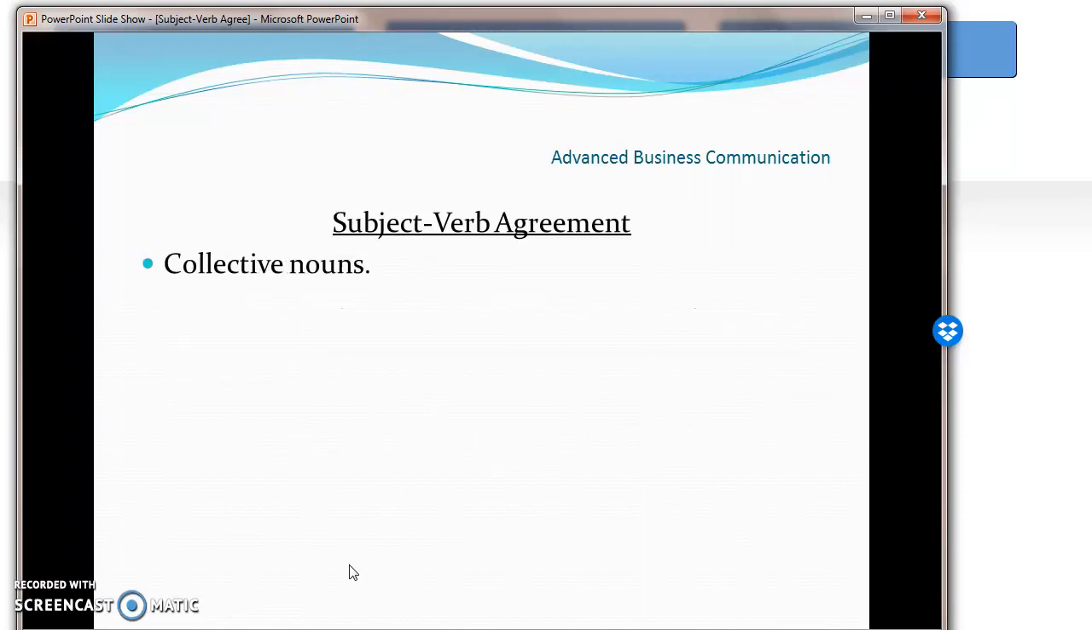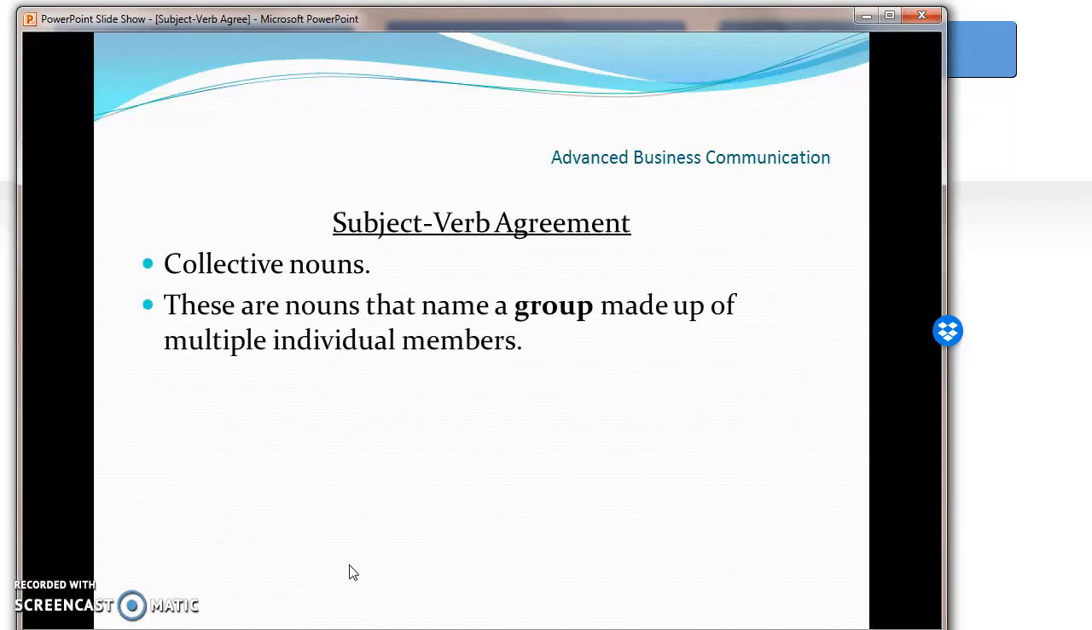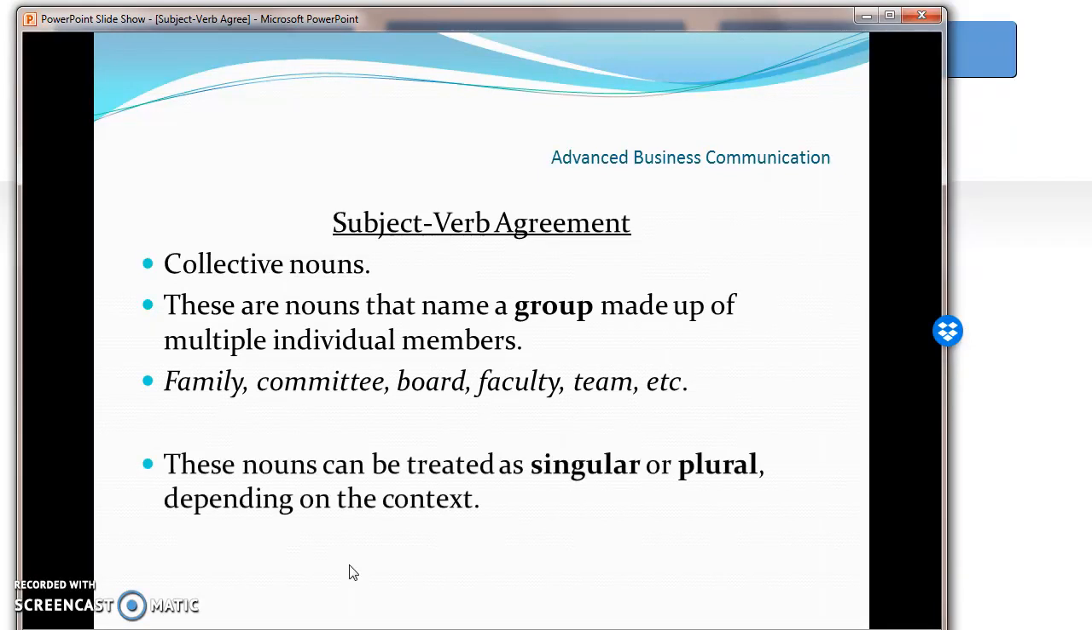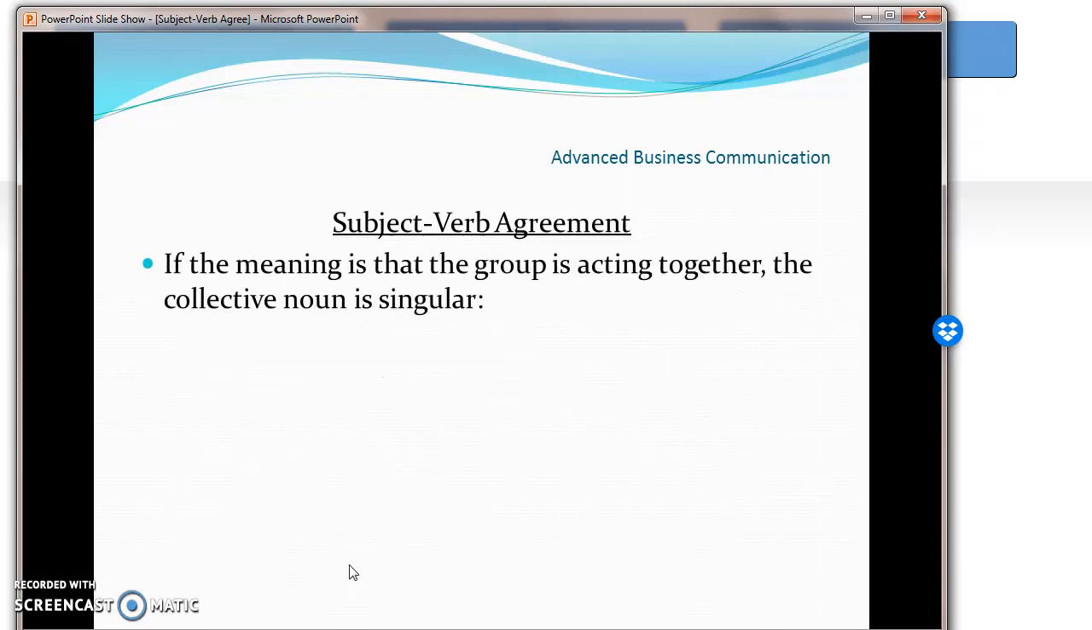Okay, what about collective nouns? These are nouns that name a group made up of multiple individual members. Words like family, committee, board, faculty, team. Okay? And they're tricky because they can be treated as singular or plural depending on the context. So if the meaning is that the group is acting together, the collective noun is singular.